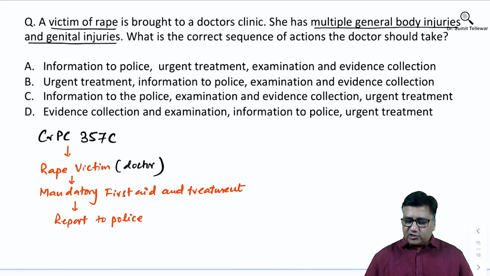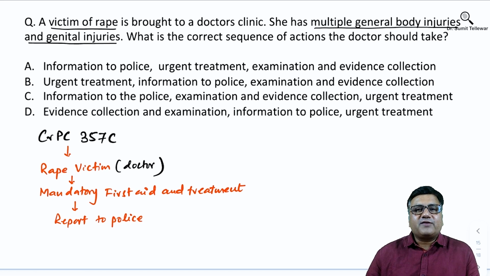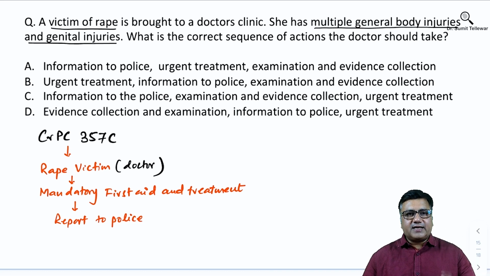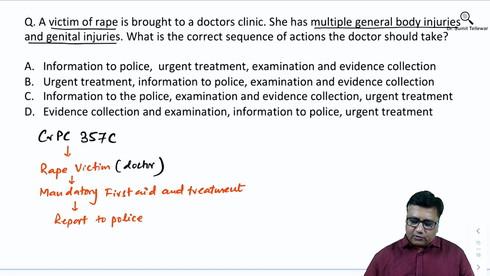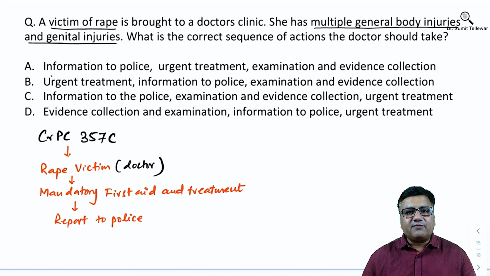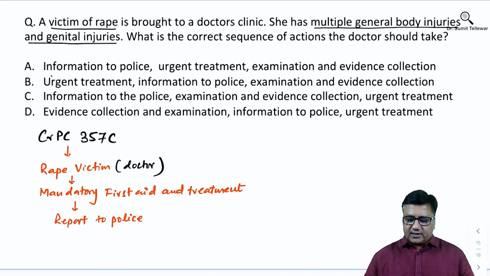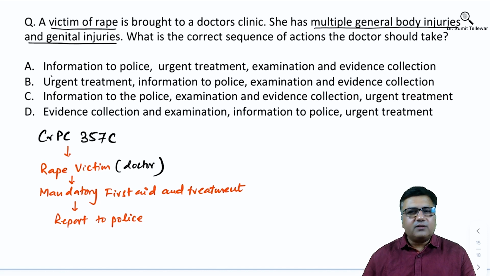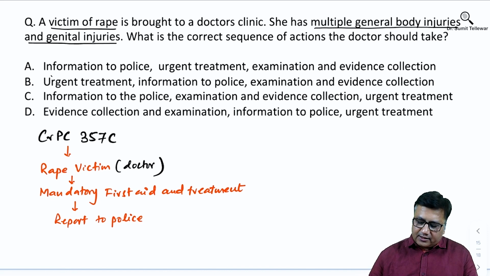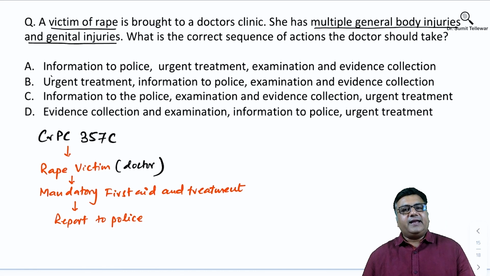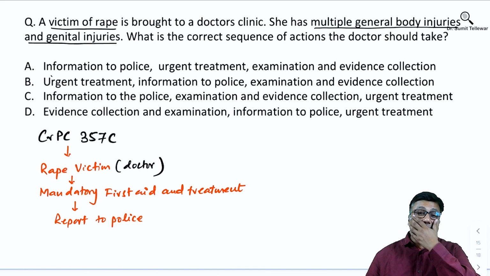नाउ क्वेश्चन में क्या पूछा हुआ है, व्हाट इज द करेक्ट सीक्वेंस ऑफ एक्शन द डॉक्टर शुड टेक. चॉइसेस क्या क्या हमारे पास देखें. सबसे पहले इंफॉर्मेशन टू पुलिस, अर्जेंट ट्रीटमेंट, एग्जामिनेशन एंड एविडेंस कलेक्शन. और अर्जेंट ट्रीटमेंट, इंफॉर्मेशन टू पुलिस, एग्जामिनेशन एंड एविडेंस कलेक्शन. Information to police, examination and evidence collection, and then do the urgent treatment. Or last is evidence collection and examination, information to police, then urgent treatment. So what do you think is the correct sequence?